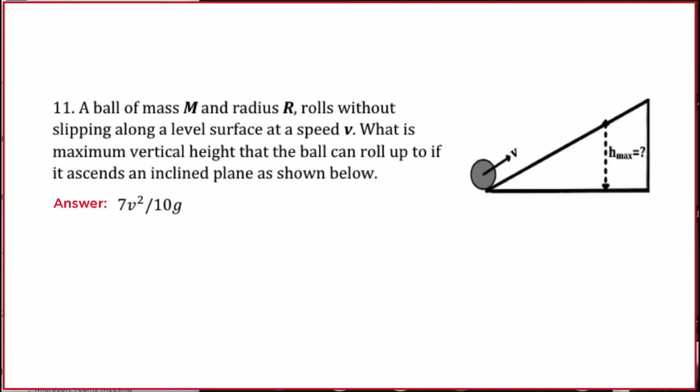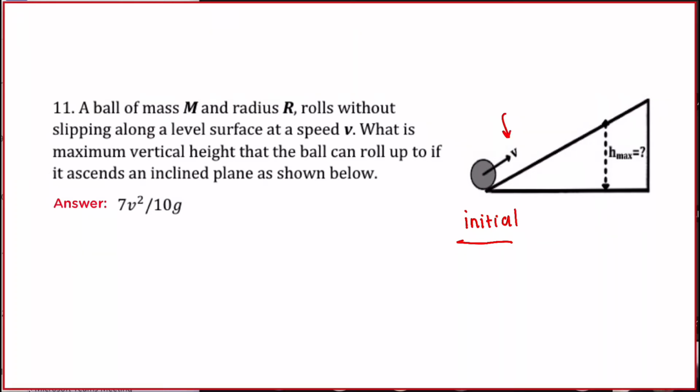Problem number 17, the problem on slide number 17 reads: a ball of mass m and radius r rolls without slipping along a level surface at speed v. What is the maximum vertical height that the ball can roll up to if it ascends an inclined plane as shown below? Our initial condition is our ball is at the bottom of the inclined plane and it has a speed v, so initial velocity v.